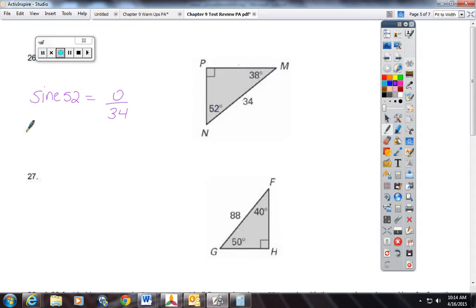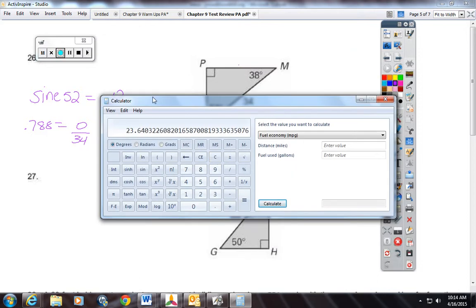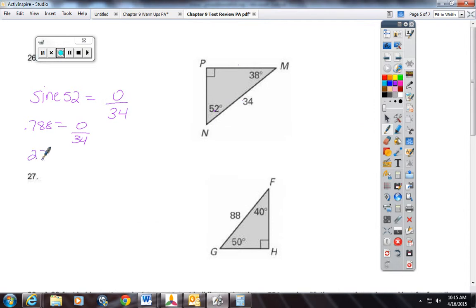And that equals what divided by 30? Multiply both sides by 30, and I get, well, we're going to round that to 24. Is it 34? Oh, I'm sorry. Okay, so we'll do the sine of 52 and then times 34, right? Okay, we're going to round that to 27. So right now, I know that this measure is 27.